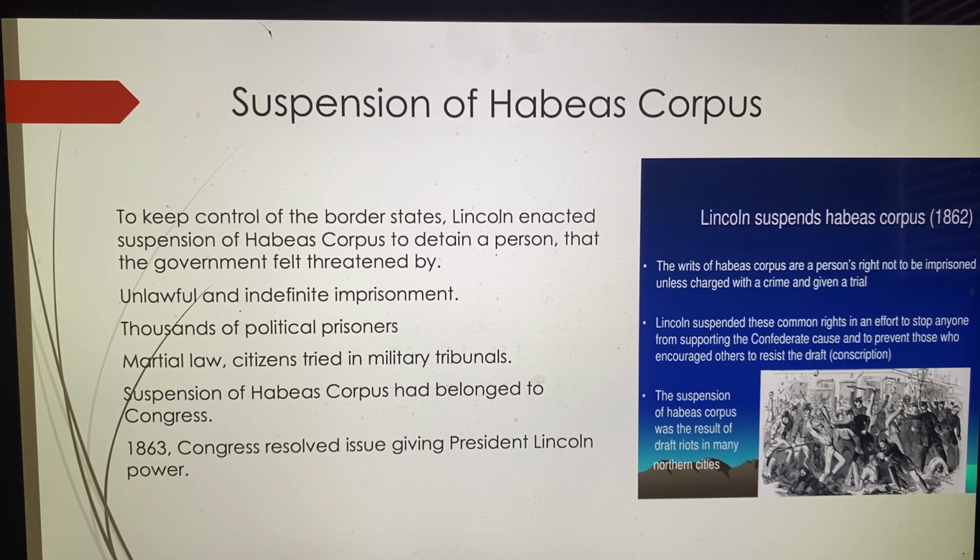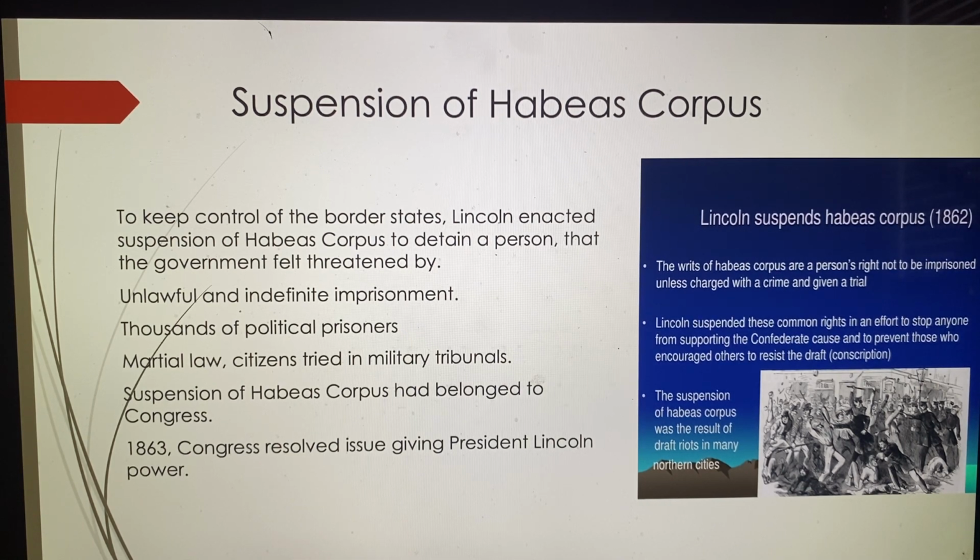So martial law actually would happen during this time. The citizens would be tried in military tribunals rather than in civilian tribunals if they were on the basis of standing up against the Union of the United States. The suspension of habeas corpus had belonged to Congress prior to this time, but in 1863, not too long later, Congress resolved to give the president this power because they knew that the president needed to have this power in the midst of the war to be able to support the United States government.